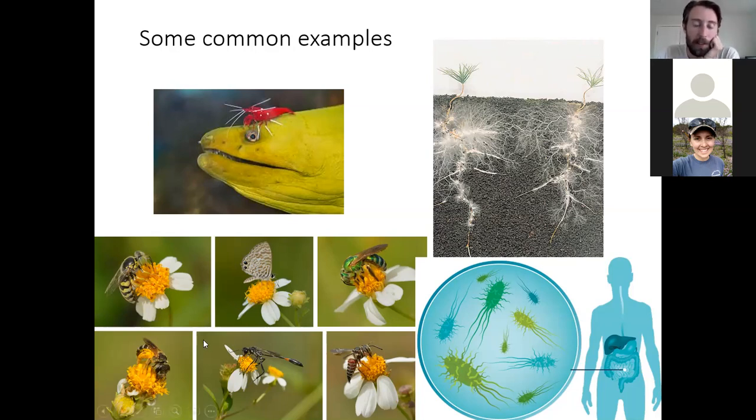Pollination I'm showing on the bottom left, just a bunch of pollinators there on these daisies. In these situations, the plant is getting pollination, so it's aiding dispersal of their gametes and crossbreeding to avoid inbreeding. Whereas the insects are getting some sort of trophic reward, nectar or pollen that they're eating.